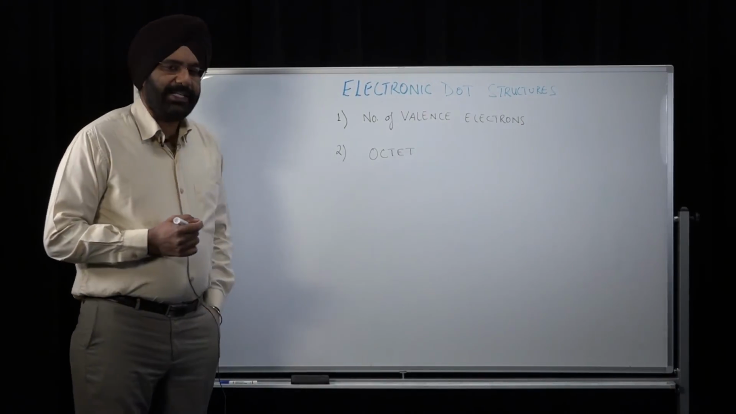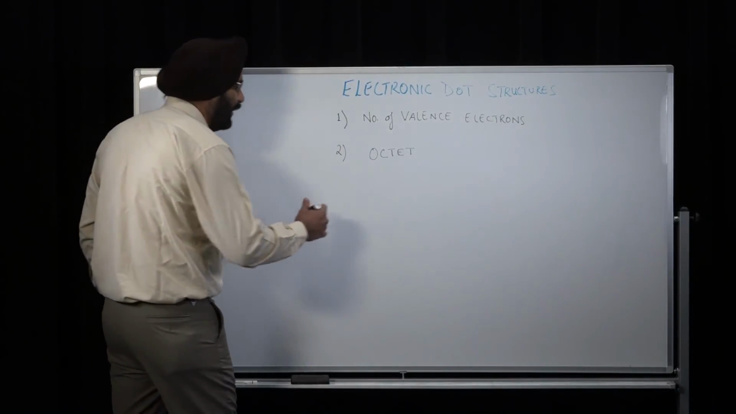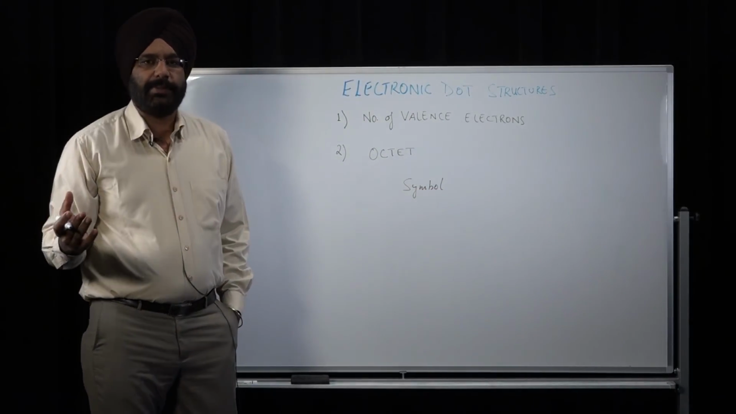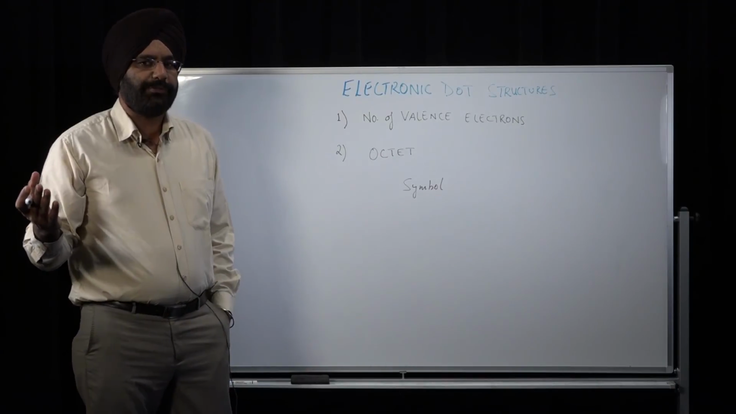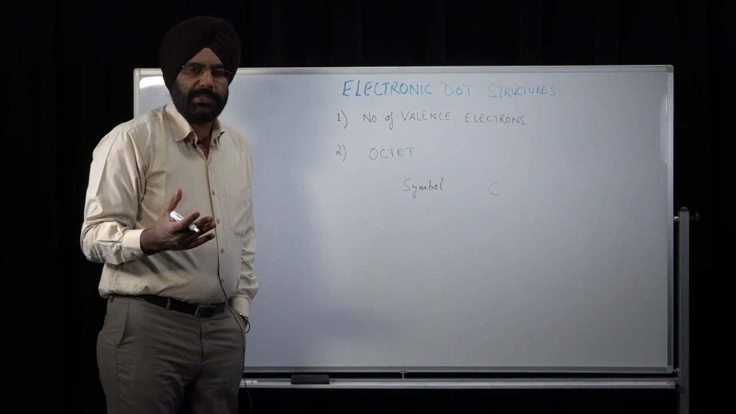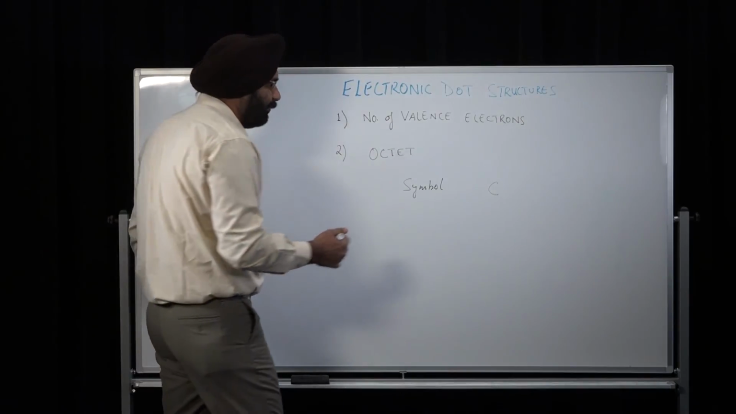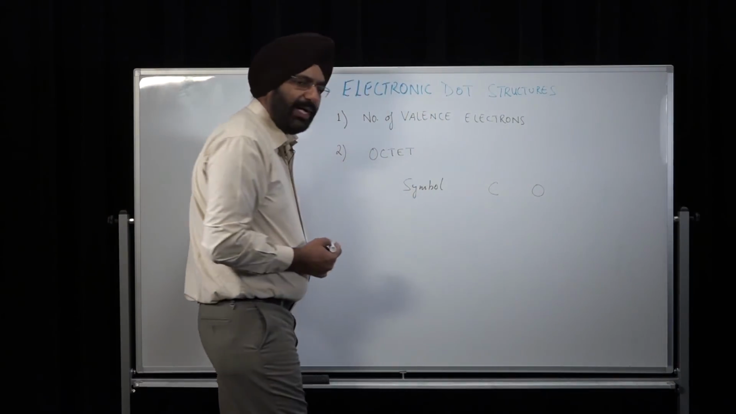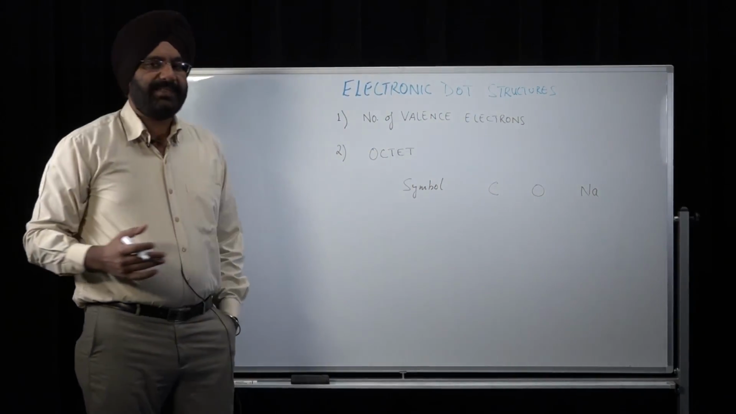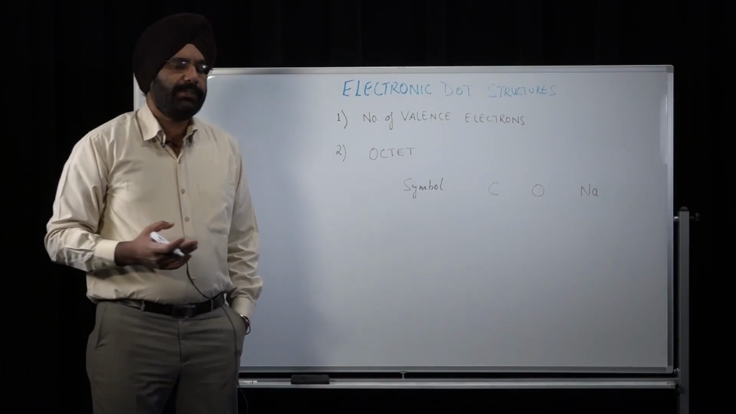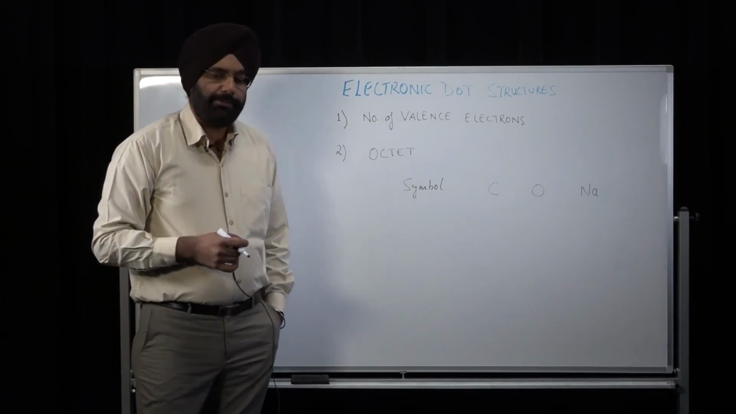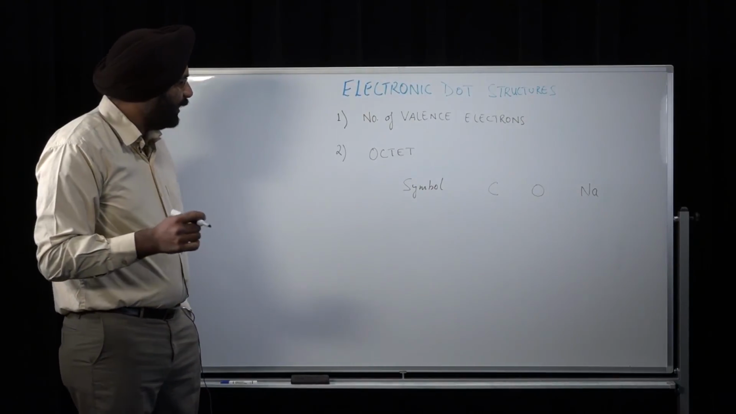So for writing an electronic dot structure, we start with a symbol for an atom. Say, for example, if a molecule is composed of carbon, then the symbol for carbon is C. And if a molecule contains, say, oxygen, then the symbol for oxygen is O. And if a molecule has sodium in it, then the symbol for sodium is Na. So we should be familiar with these symbols, but we also have to take the help of the periodic table to find out the symbol for various atoms in a molecule.